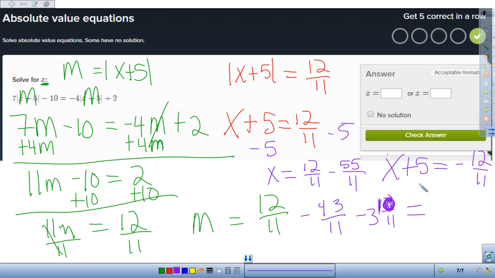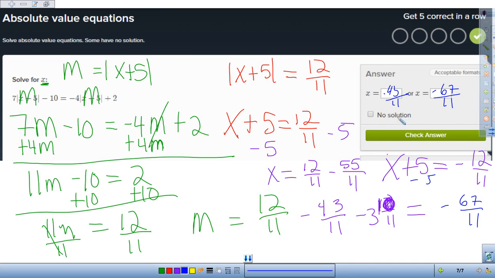All right, next. On this side, I'm going to go ahead and subtract the 5. And if I have negative 12 elevenths and I take away 55 more, I'm going to have negative 67 elevenths. So my answers are that x is equal to negative 43/11 or negative 67/11. Those are my two possible solutions.